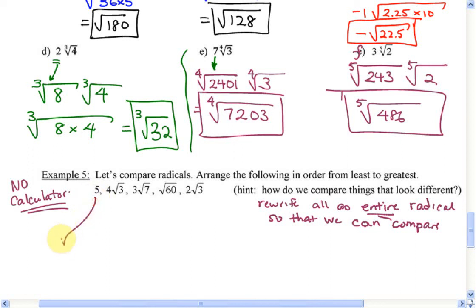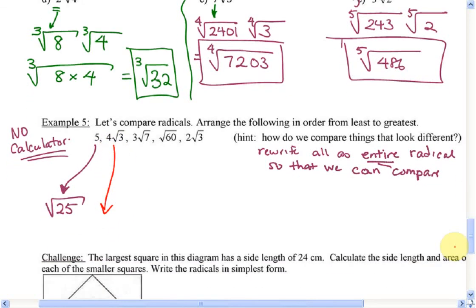Okay, let's look at the 5. What's 5 as a square root? 25. Thank you. Okay, how about 4 root 3? Well, what's 4 as a square root? 16. Good. So root 16 times root 3, that simplifies to, what's 16 times 3? Oh no, no calculator. Oh, sorry. 48. Yeah.